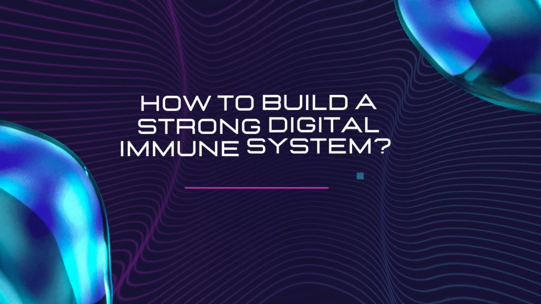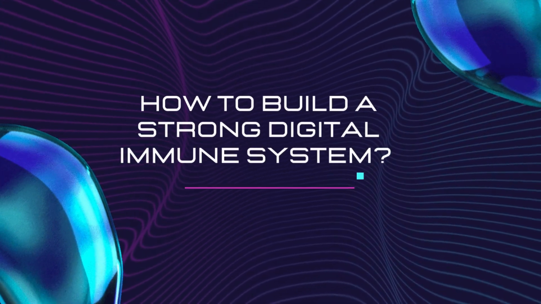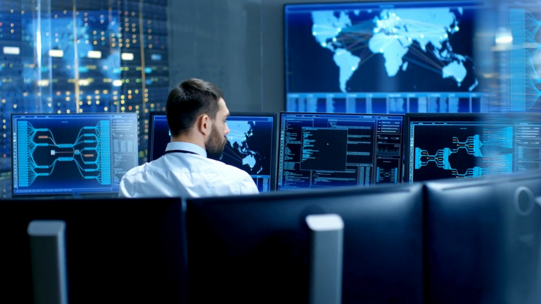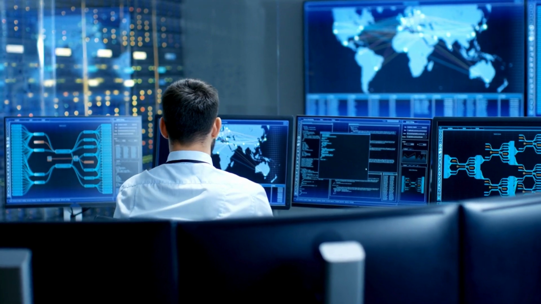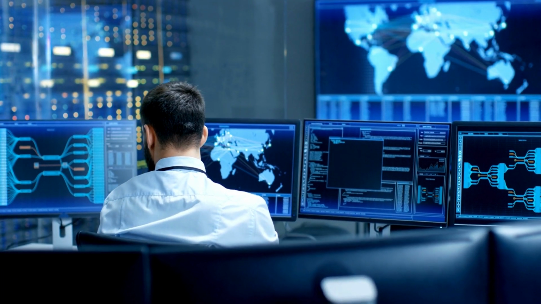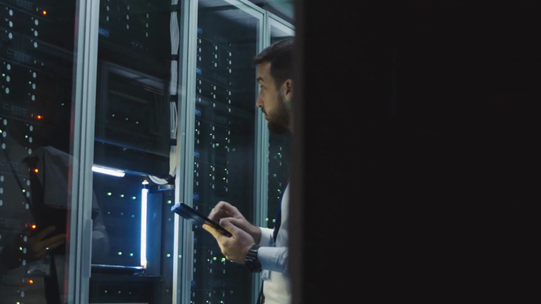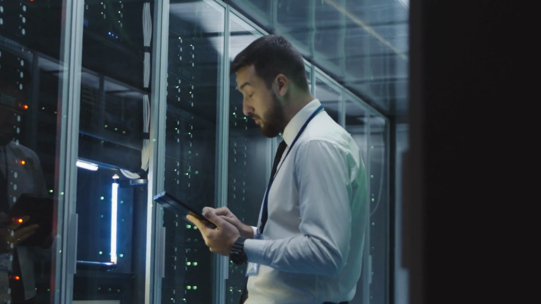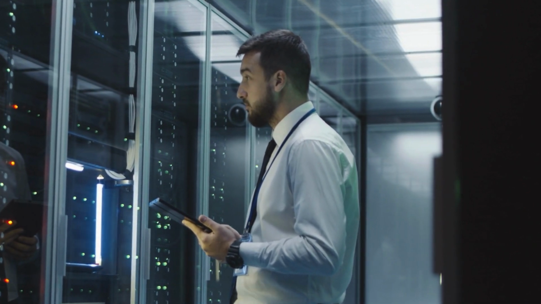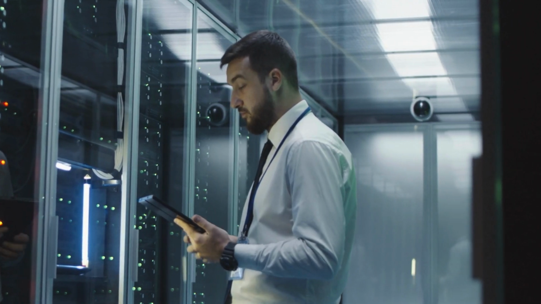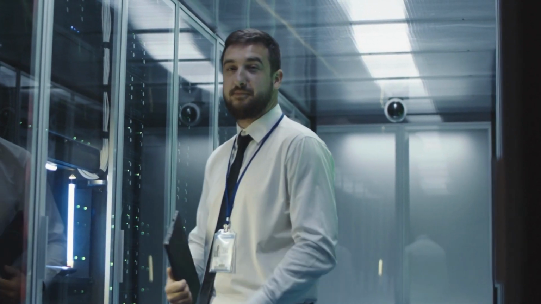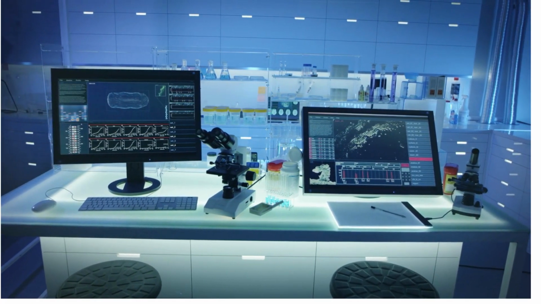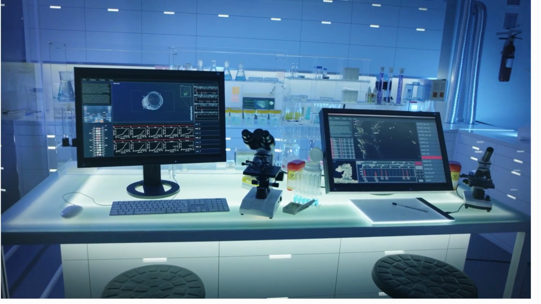How to build a strong digital immune system. To build a strong digital immune system, organizations need to take a multi-layered approach that includes, but is not limited to, regularly updating software and security systems to eliminate known security vulnerabilities, conducting security audits and penetration tests on a regular basis to find and eliminate potential defects, implementing security controls such as firewalls and intrusion detection and prevention systems, instructing employees on security best practices and providing tools to detect and report suspicious activities, and implementing an incident response strategy to resolve cyber incidents in a timely and effective manner.